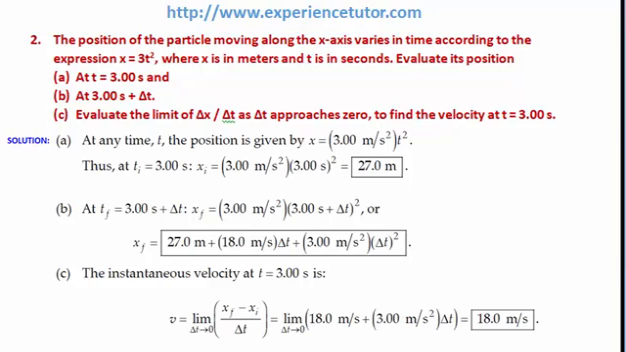C. The instantaneous velocity at t is equal to 3 second is v is equal to limit delta t tends to 0 of x final minus x initial upon delta t, which is limit delta t tends to 0 of 18 plus 3 delta t, that is 18 meter per second.